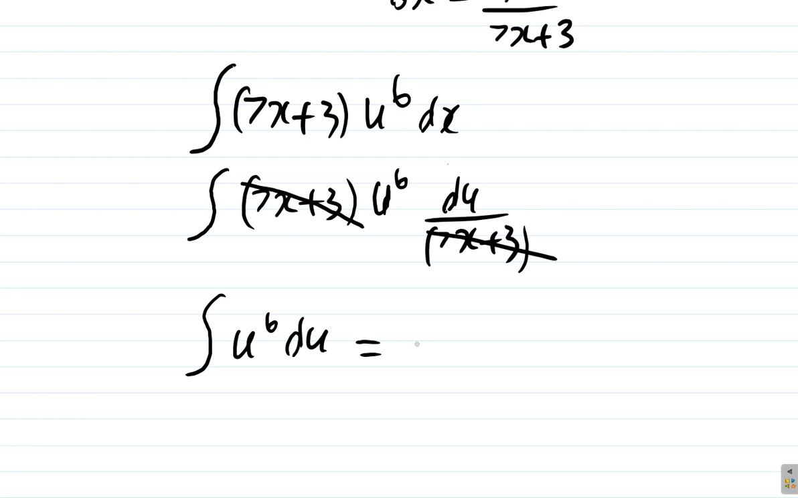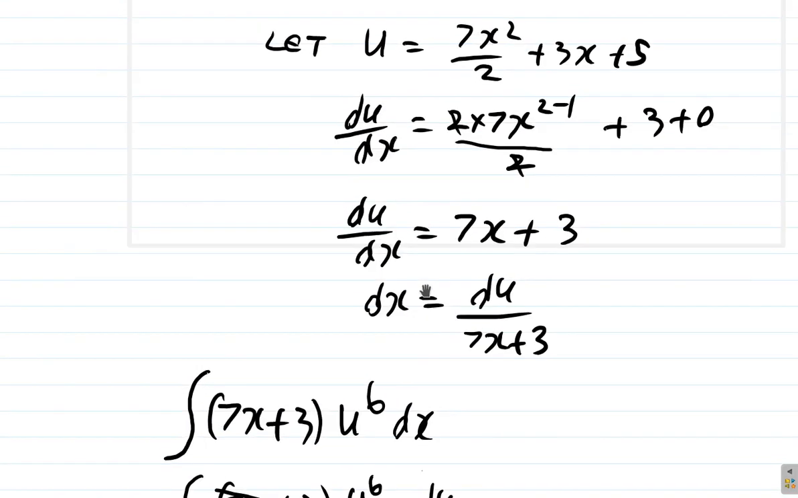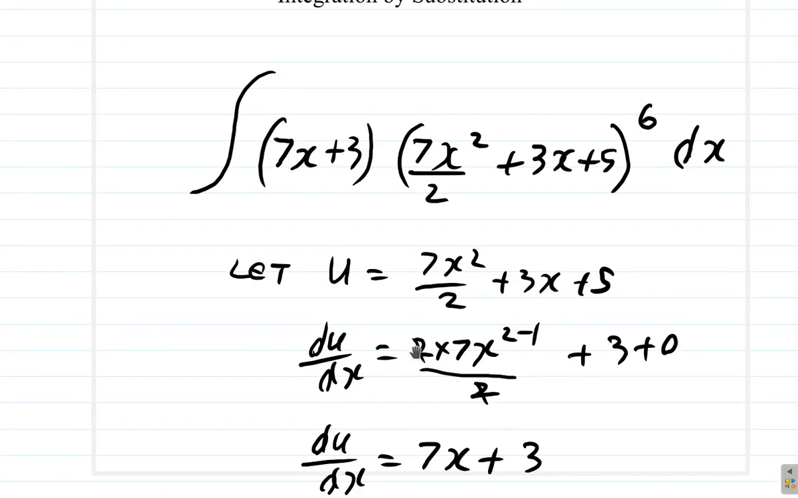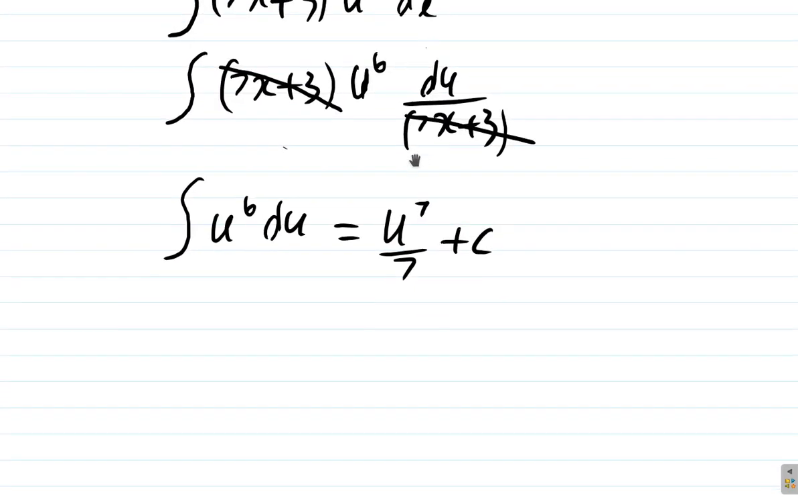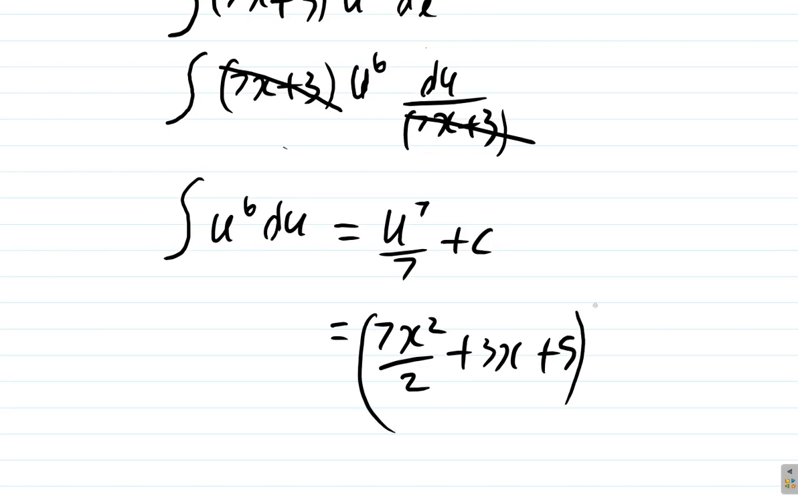So what does this give you? It's going to be u to the 7 divided by 7 plus c. Alright? But then, what was u again? u was 7x squared over 2 plus 3x plus 5. So what we have is 7x squared over 2 plus 3x plus 5 raised to the power of 7, and this is all over 7.